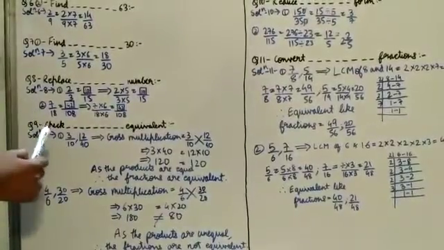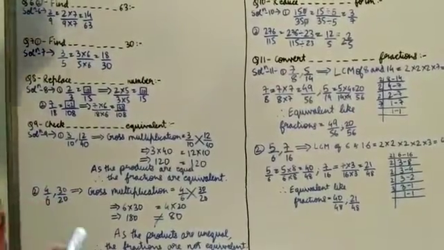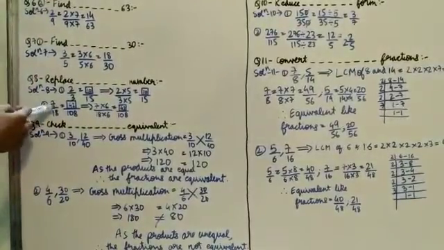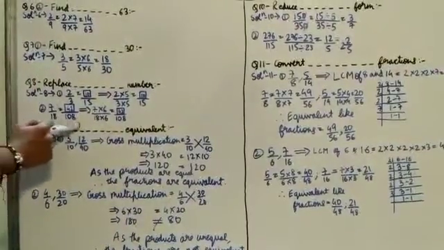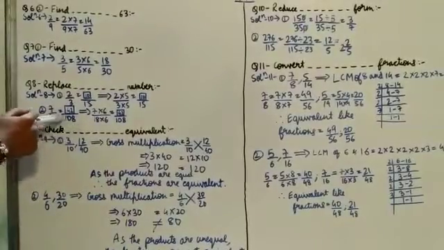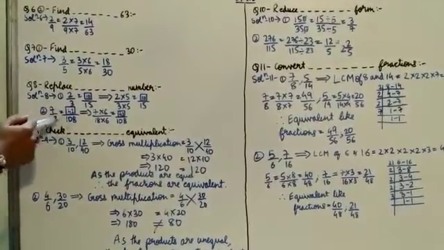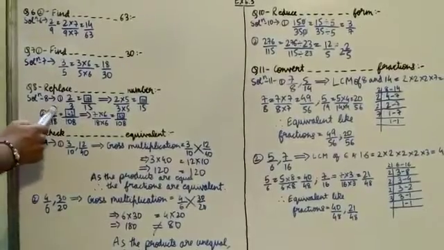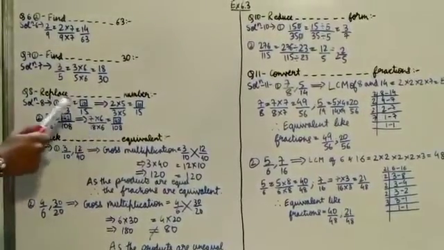Then 7 upon 18 is equal to box upon 108. Here 18 sixes are 108, so 108 should be divided by 18. We'll get 6. Then 7 sixes are 42. So 42 upon 108.